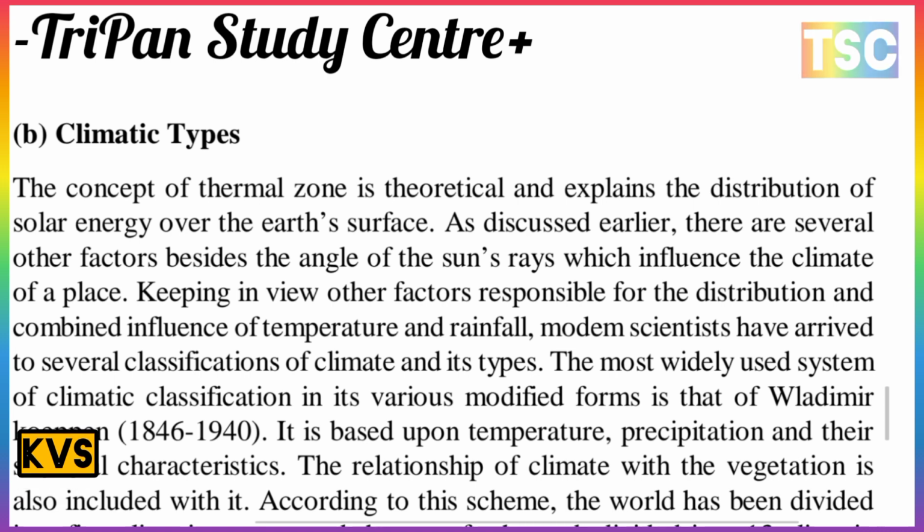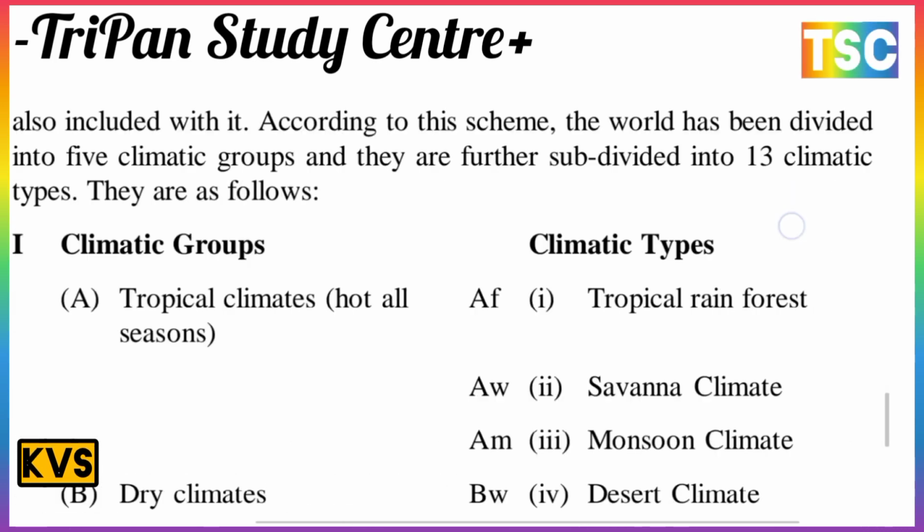The most widely used system of climatic classification, in its various modified forms, is that of Vladimir Koppen, 1846 to 1940. It is based upon temperature, precipitation, and their seasonal characteristics. The relationship of climate with vegetation is also included. According to this scheme, the world has been divided into five climatic groups, which are further subdivided into 30 climatic types.